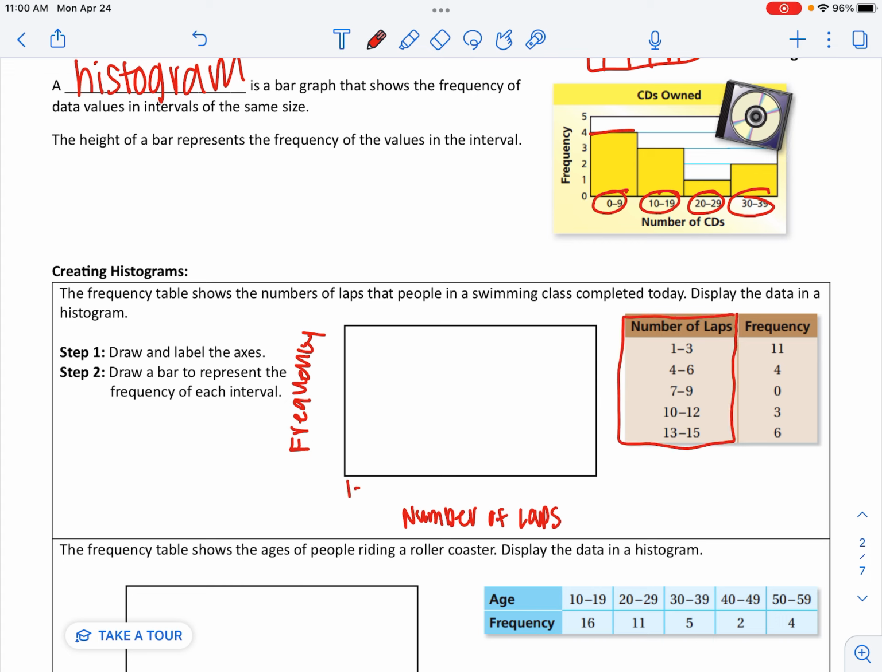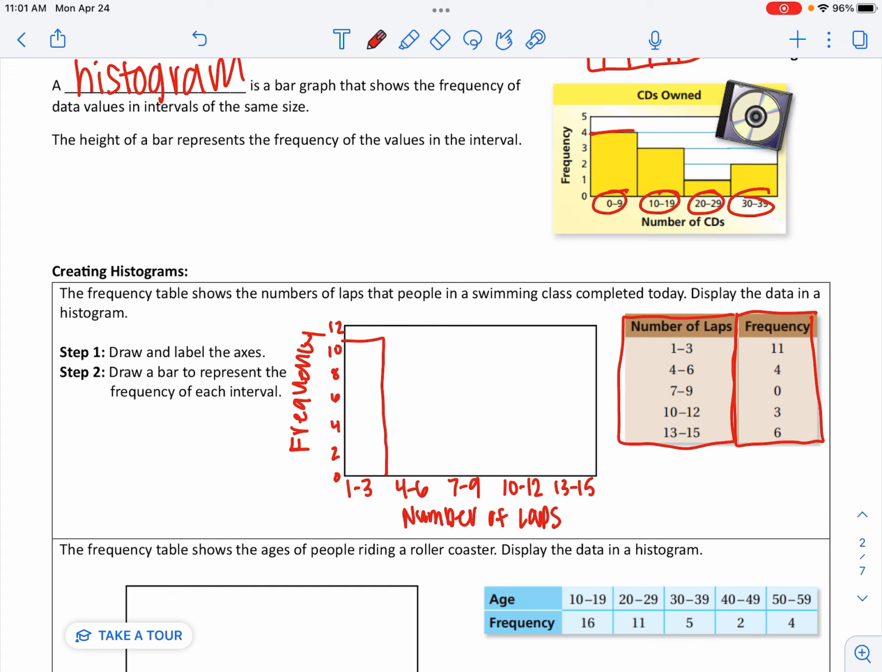Okay. So my number of laps is right here, and I'm going to write them down. So on this first one, I have 1 to 3, then I have 4 to 6, 7 to 9, 10 to 12, and then 13 to 15. Okay. So I can see my frequency goes up to 11, so I need the left side to go up to 11. So I'm going to go up, this is 0, I'm going to do 2, 4, 6, 8, 10, and 12.